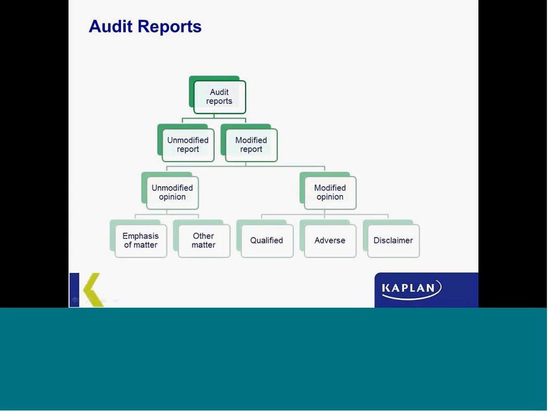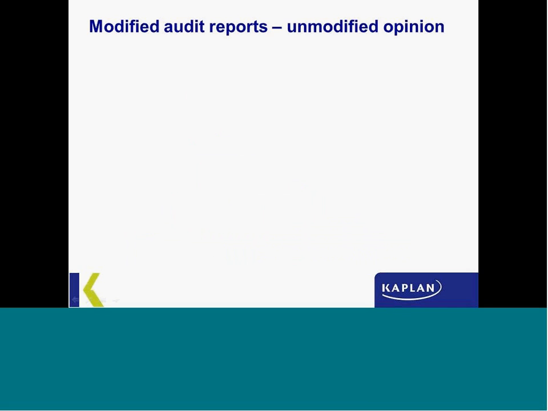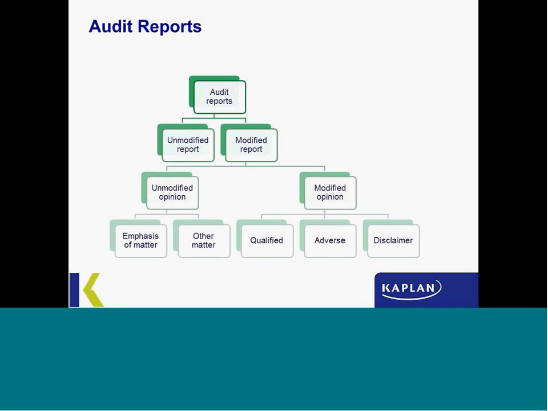Down this side of the diagram, it's actually genuinely gone wrong. So something's actually wrong in the statement of financial position or the income statement or any of the notes to the accounts. Three options fall under this: qualified, adverse, and a disclaimer. So a qualified opinion is when I've got a material but not pervasive issue. And that's a really important phrase, material but not pervasive.